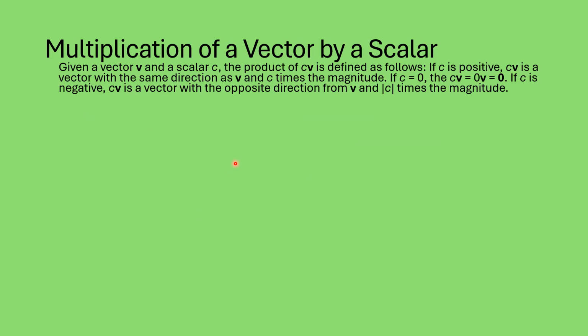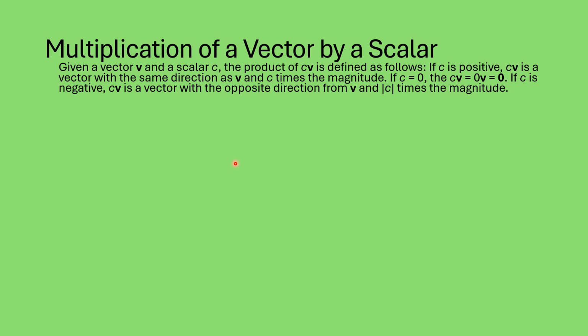Multiplication of a vector by a scalar. Given a vector v and a scalar c, the product c times v is defined as follows. If c is positive, cv is a vector with the same direction as v and c times the magnitude. So it just increases the magnitude.